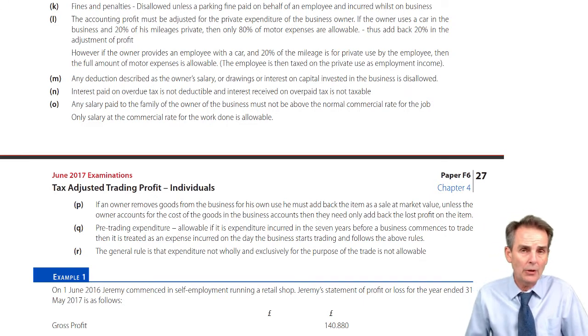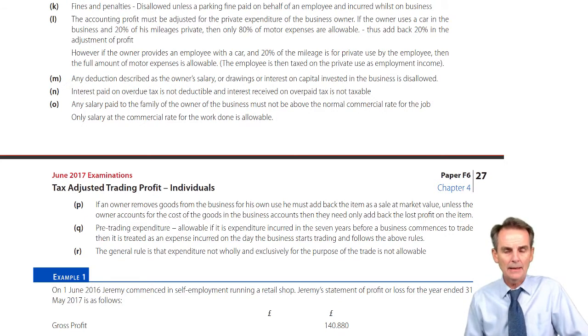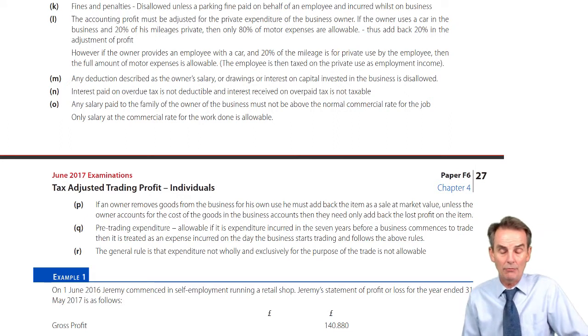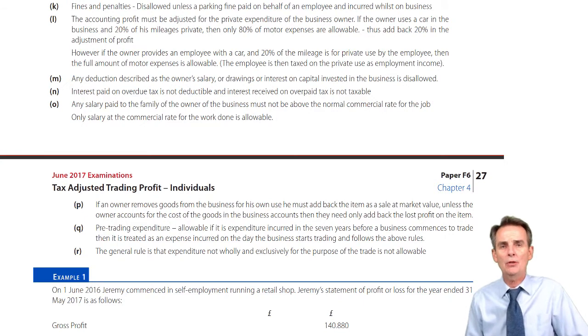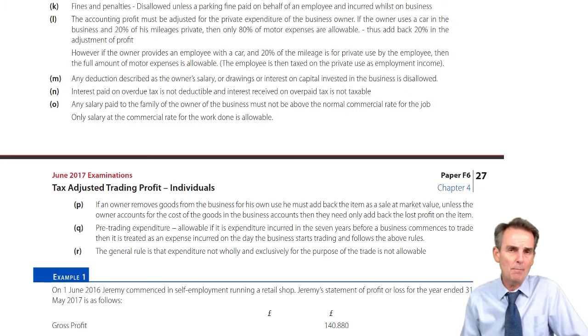What we do, and what we are required to do in terms of your exam answers anyway, is also, as per the requirement of the question, if there's something listed in the question but it requires no adjustment, then you have to record that on your adjustment of profit statement, but with a zero adjustment. So you can't just ignore items when you don't know what to do. You've got to deal with every item listed, saying, is it allowable, in which case zero adjustment. If it's an expense item that is disallowed, we add it back.